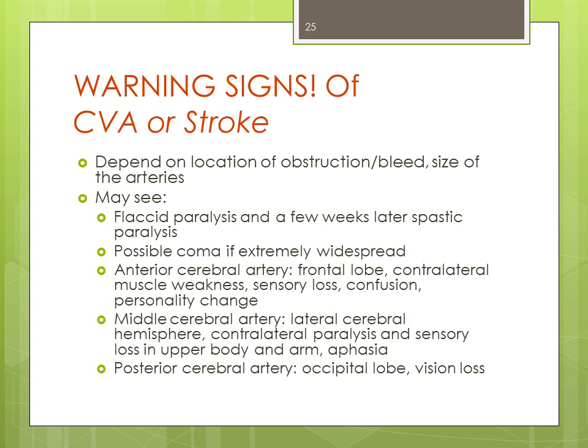And so really just the warning signs that you want to watch out for with stroke are going to depend on the location of either the obstruction or the bleed and the size of the arteries. So they could be very localized symptoms or quite diffuse symptoms. You may see some flaccid paralysis, so that's initially where there will be just weak, limp paralysis. Once the person has kind of healed from the paralysis, you're going to see spastic paralysis.